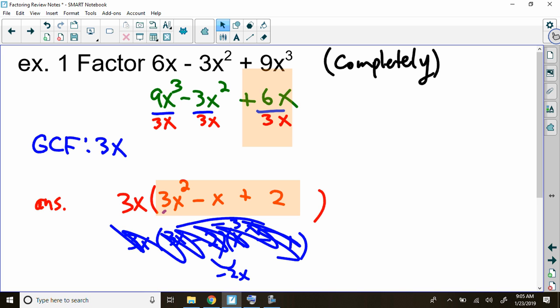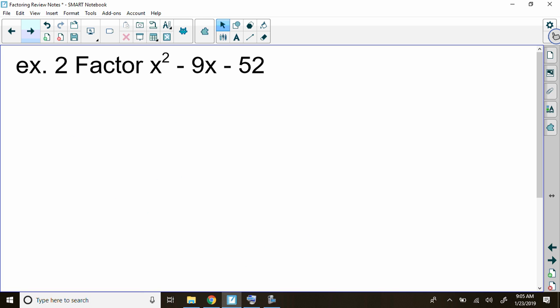Anyway, that's the first example. We got 9 to go. Hopefully that one showed you a few things about writing polynomials in standard form, about factoring out a GCF, about looking to see if it factors any further. Okay, so that's the first one. The next one. This is factoring when a is 1. This should be easy.